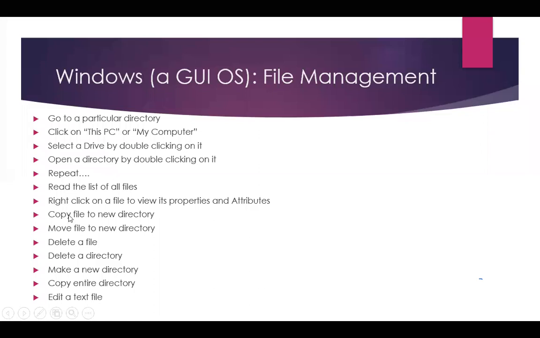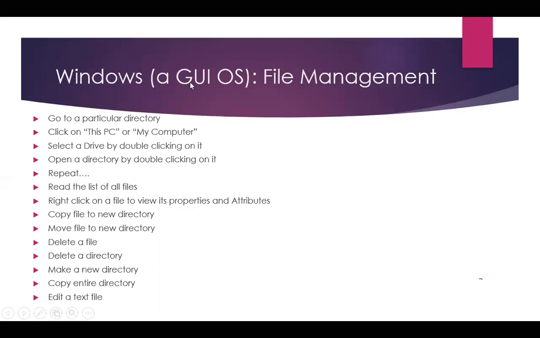I did a right click on a file and viewed its attributes. I copied a file to a new directory. Then I moved a file to a new directory. I can also delete a file. If I right click a file, I can delete the file. I can delete an entire directory also. I can make a new directory and I can copy the directory and I can edit a file.